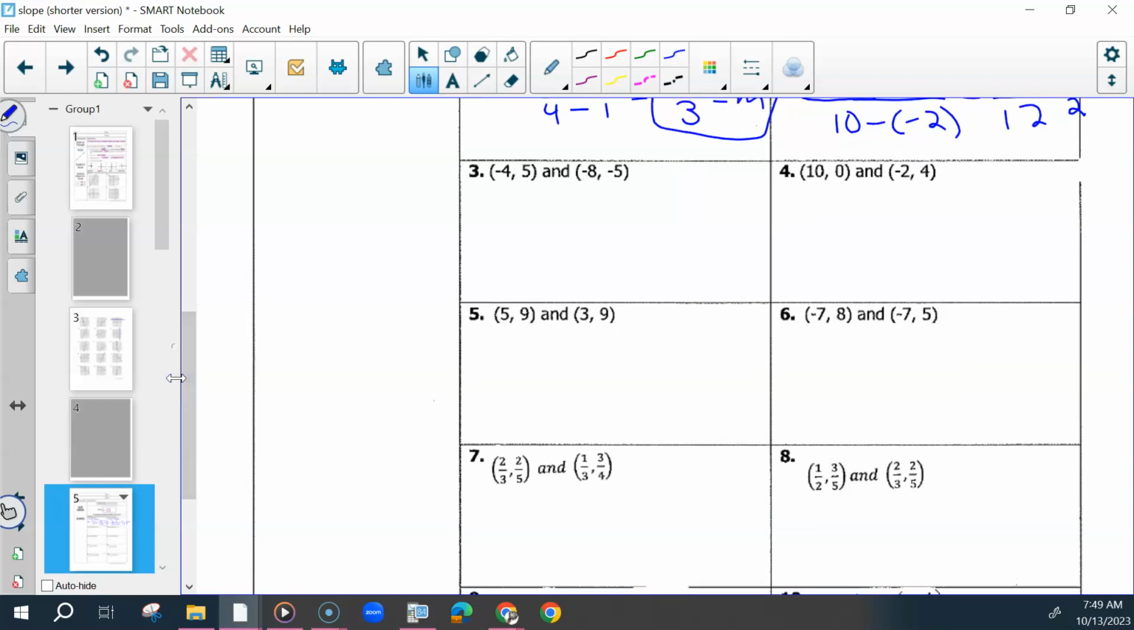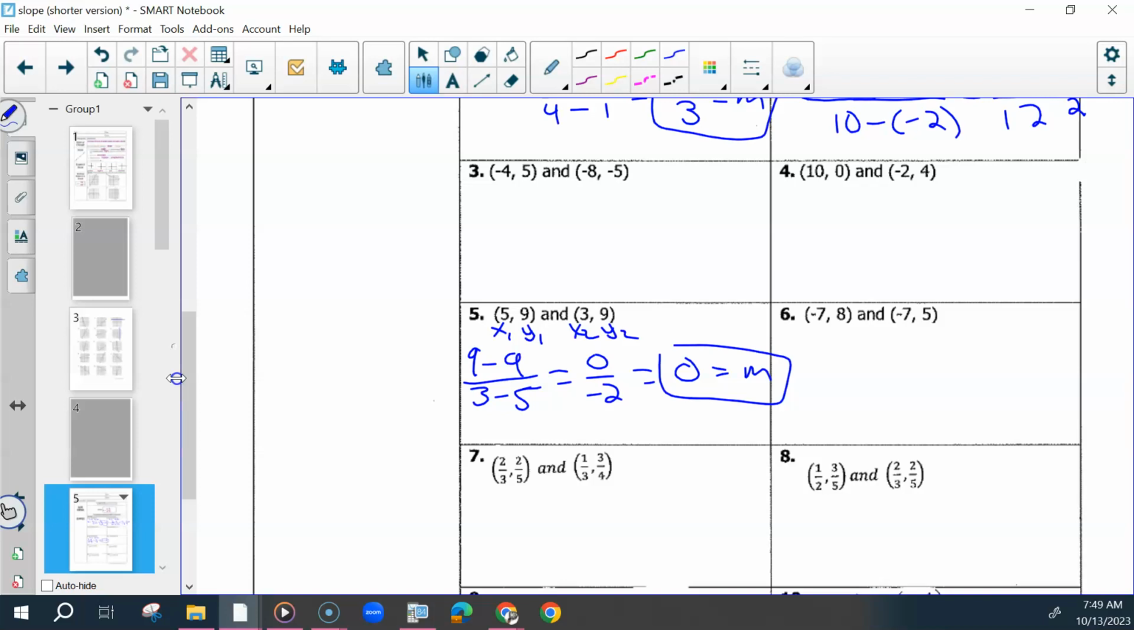Okay, let's skip to number 5. Same process. We have 9 minus 9 over 3 minus 5. So here, this is just going to be 0 because these cancel in the top. But whatever the denominator is, it doesn't matter. You still need to do it, show the work. But this all is just going to become 0. Can the slope be 0? Yes. That's what we talked about yesterday.